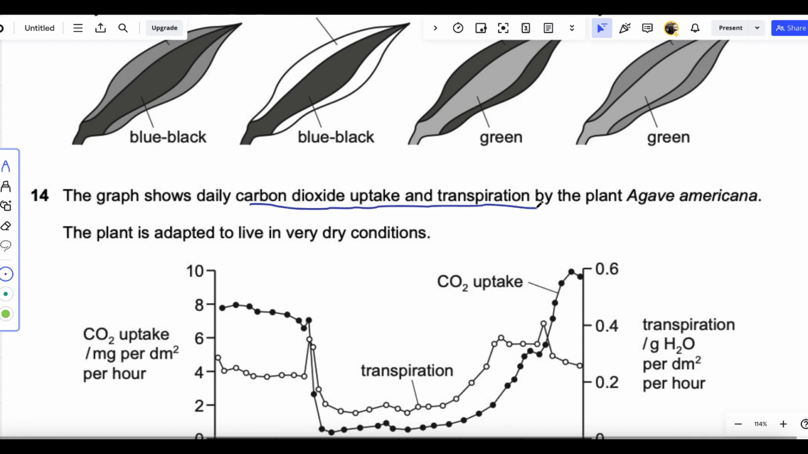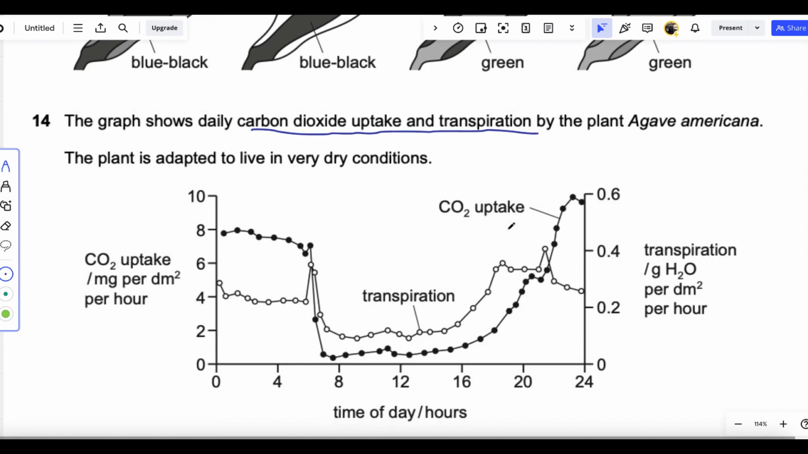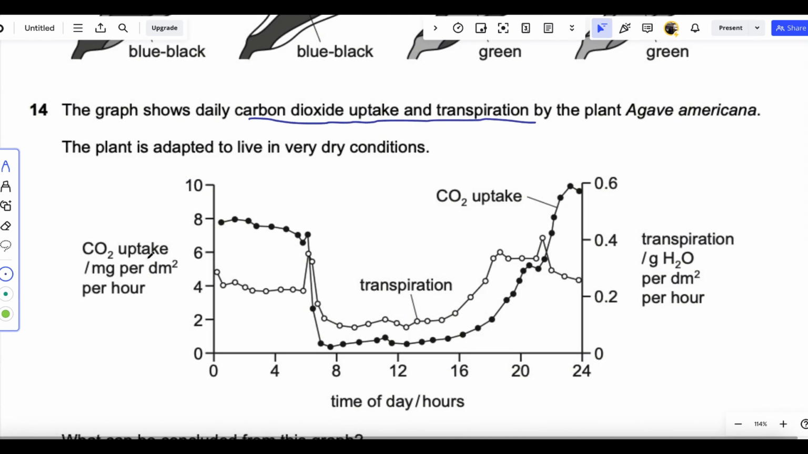Now the plant is adapted to live in a very dry condition. So the plant has gotten used to living in a very dry condition. Now this is the carbon dioxide uptake per milligram per decimeter square per hour, and this is transpiration, the rate of loss. So they take in higher, but they still lose some.